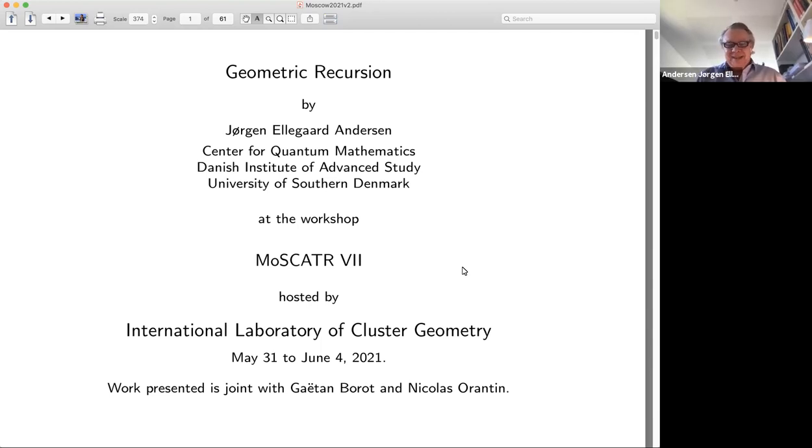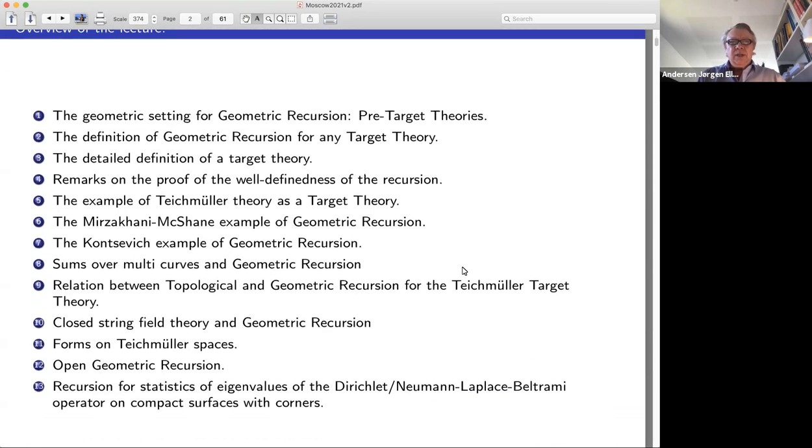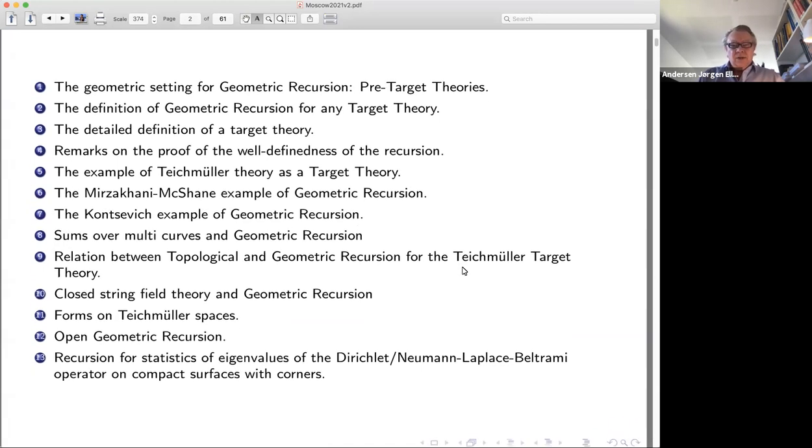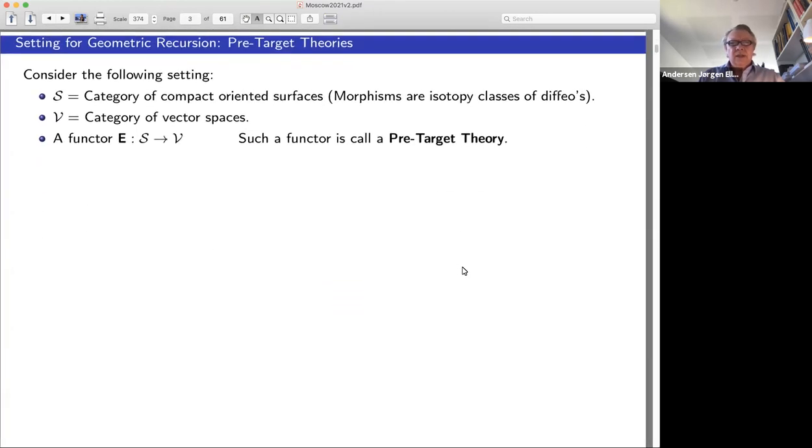Anyway, thank you. So indeed, this is a joint work with Gaëtan Borot and Nicolas Corentin, and it is about our common geometric recursion. And so let me try to get into it. So there are 13 sub-chapters to this talk, but I will skip some of them, go lightly over some other ones. So I think we simply just get started. So don't worry about reading all of these, but let's get started.